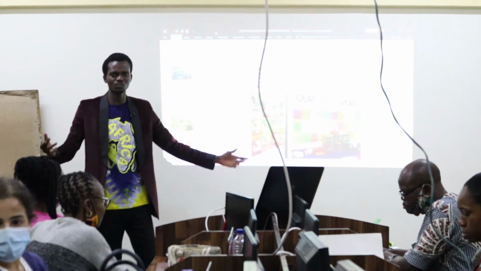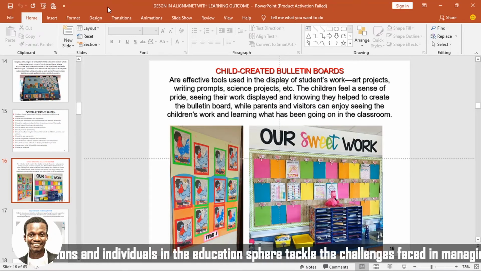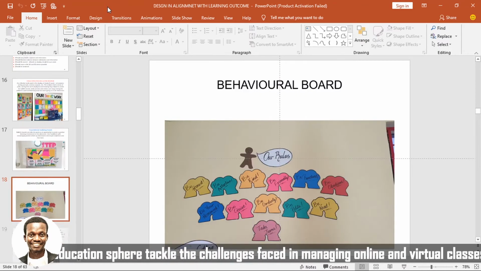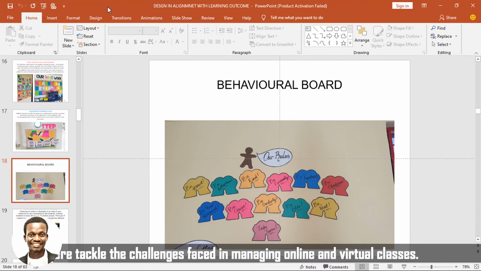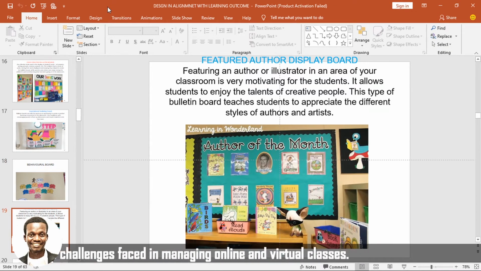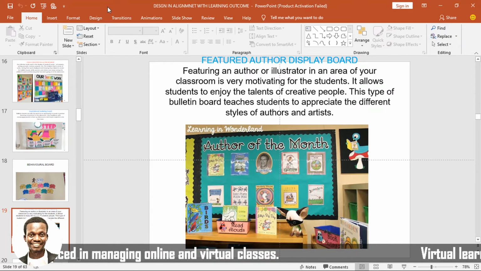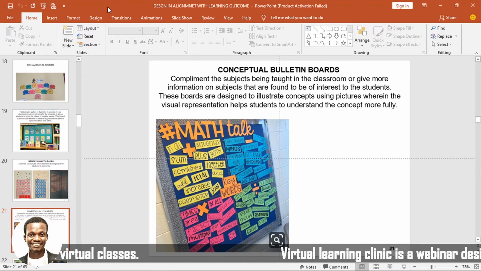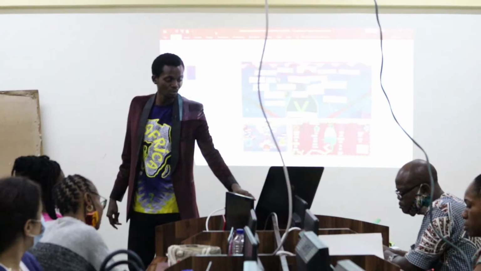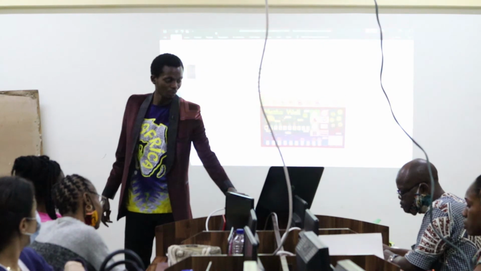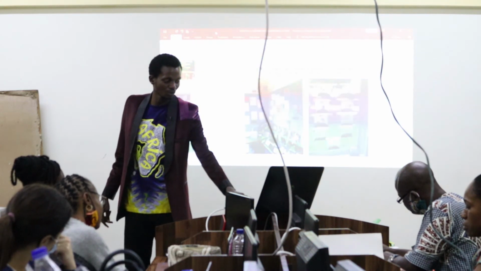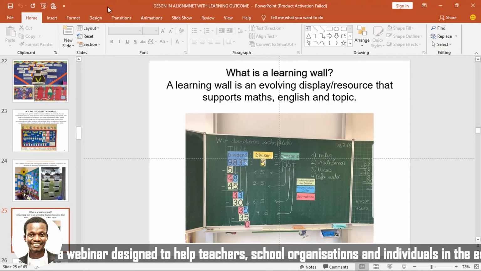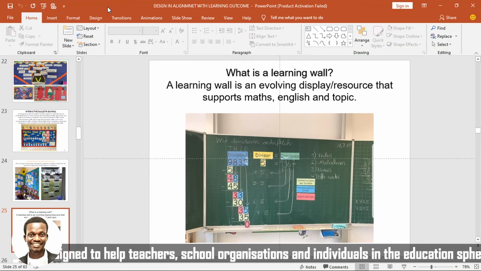And then we have different types of display board. We have child-centered display board. We have motivational display board. We have inspirational display board. We have evaluation display board, which is also behavioral. We also have features author display board. We have memory display board. We have conceptual display board. We also have, this is under conceptual, interactive display board, and we also have interactive exploration board, and we also have what is called the learning wall. The learning wall is different from display board.